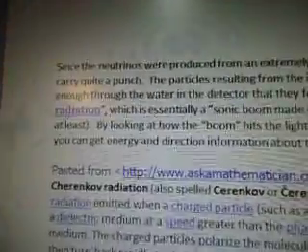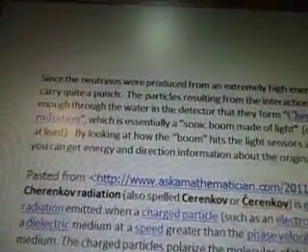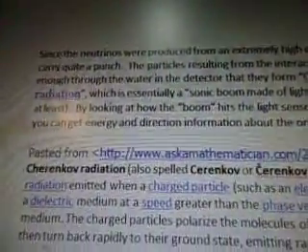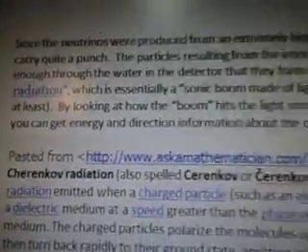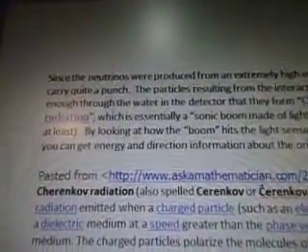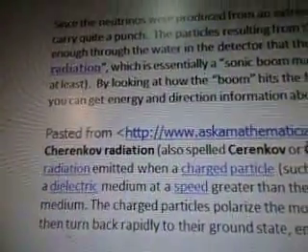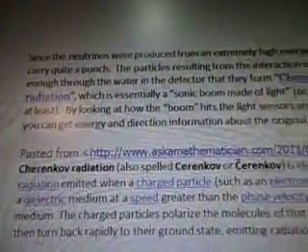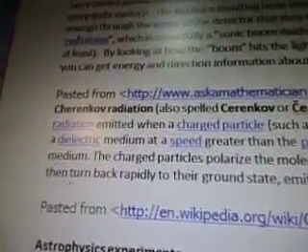Okay, since the neutrinos were produced from an extremely high energy reaction, they carry quite a punch. This is again a quote. The particles resulting from the interaction move fast enough through the water in the detector, and they form Cherenkov radiation, which is essentially a sonic boom made of light, or the result of it at least. By looking at how the boom hits the light sensors around the detector, you can get energy and direction information about the original particle. So then I looked up Cherenkov radiation.